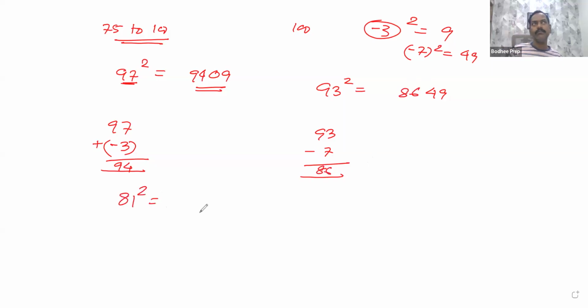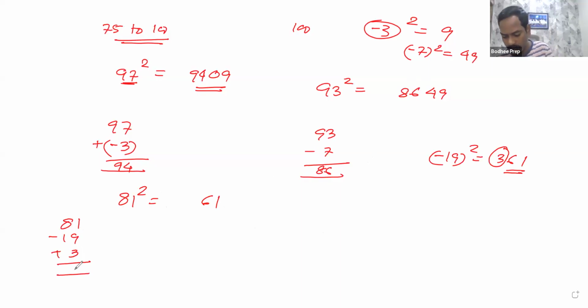Now let us take 81 square. Now 81 is 19 less than 100. So -19 whole square is how much? It will be 361. So I'll be retaining 61. Next step is what? 81. We have to deduct 19. But this 3 is carry forward, so we'll be adding plus 3.